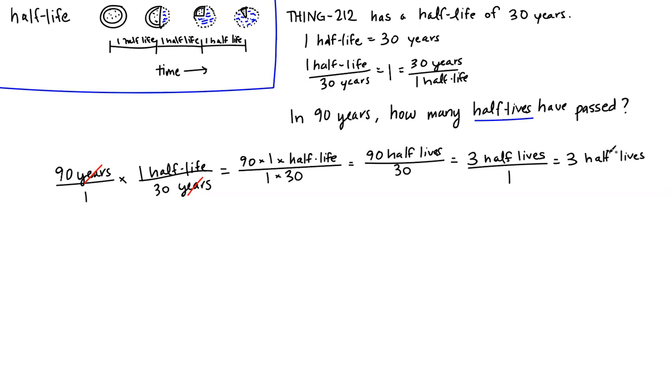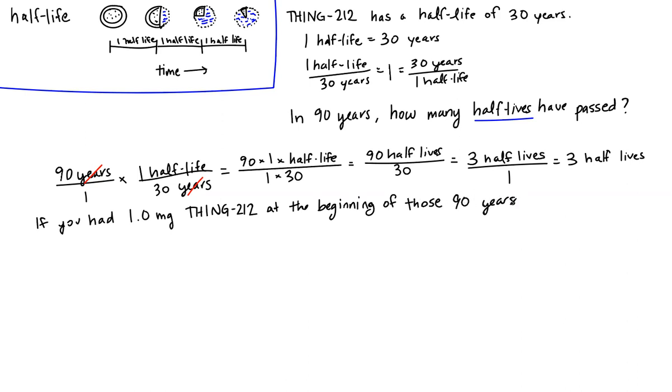Okay, now let's take this one little step further. Let's say that I say, hey, at the very, very beginning of those 90 years, how much did we actually have of thing 212? And so let's just say in this example that if you had 1.0 milligrams of thing 212 at the beginning of those 90 years, how much would be left by the end of 90 years?